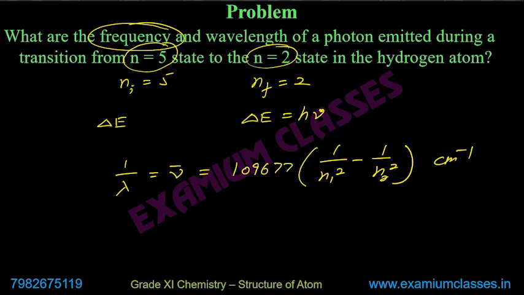Sir, in the exam, for approximation, can we take 109677 as 1.1 into 10 to the power 5? Well, I would suggest that for calculations, don't do that, but you should always do that if it appears as an objective type question. If it appears as objective type, then this is a better way to do it, and you will get the answer quickly.